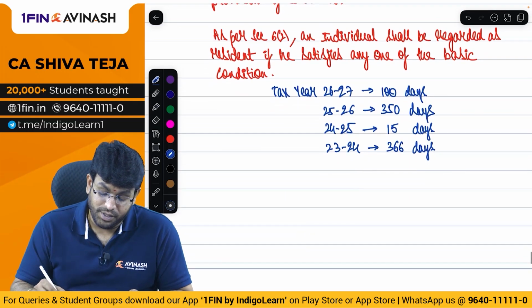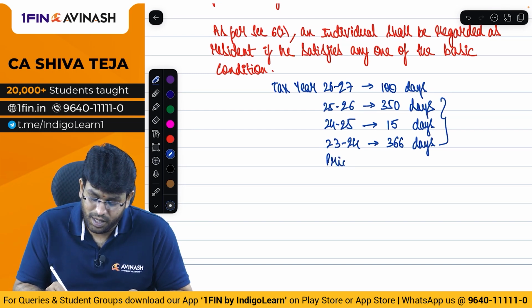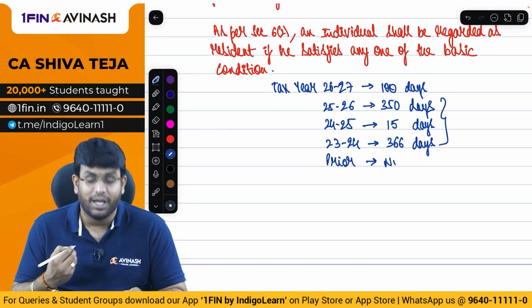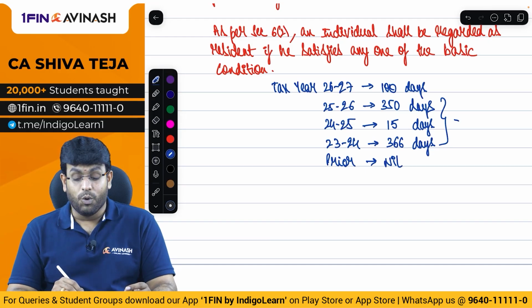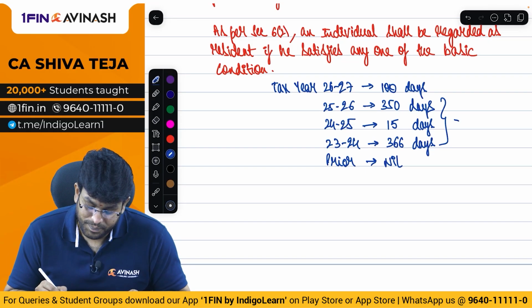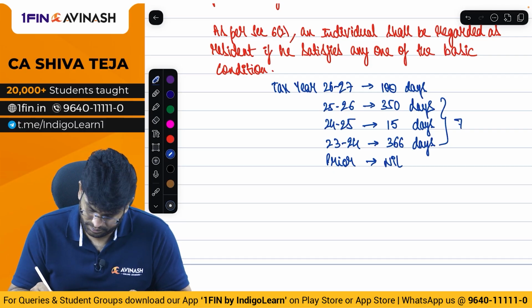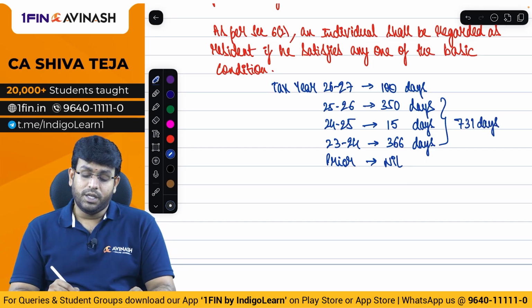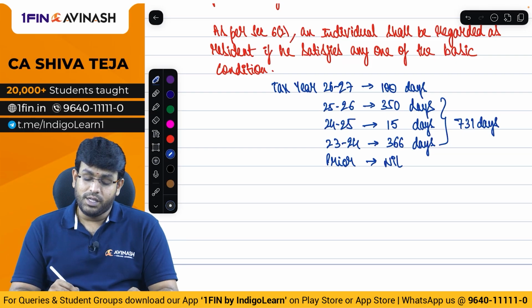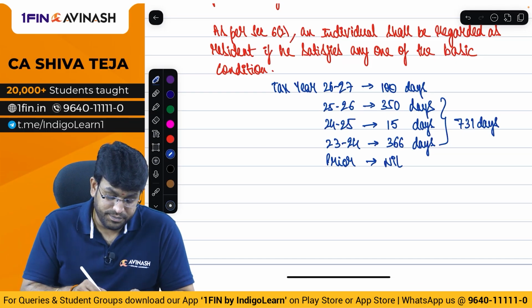Now tell me, my dear friends, 350 plus 15 plus 366. For the prior period, nothing is available, so I'll write it as nil. Friends, speak out. Total how much? 365 plus 366, total is coming to 731 days, if I am not wrong. 350 plus 15 is 365, 365 plus 366 is 731 days.